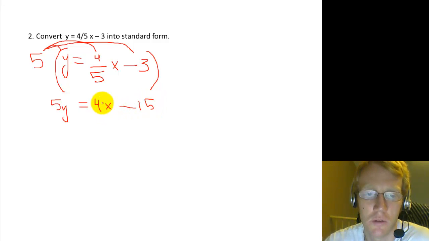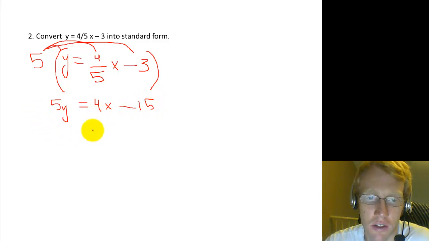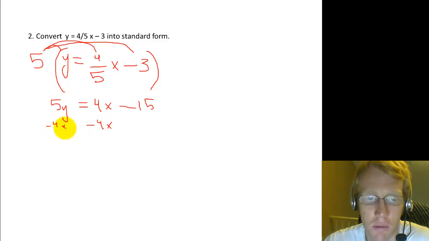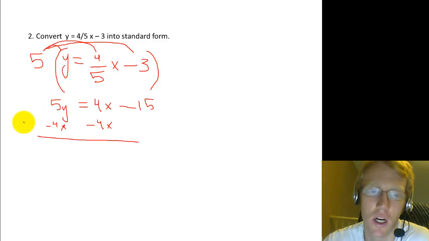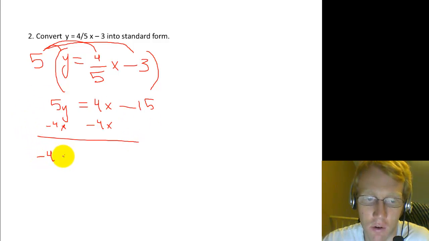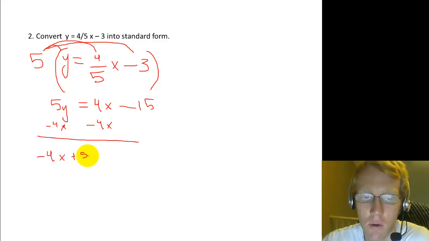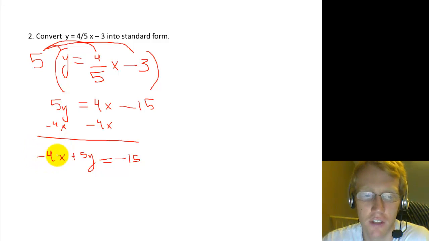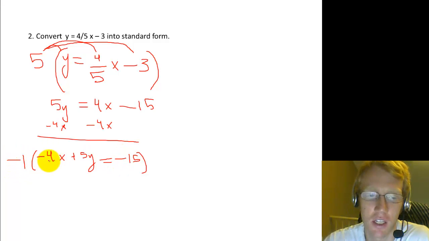Now we need to move the x term over to the other side, so we can subtract 4x from both sides, because remember, for standard form, we want the x's and the y's both on the left side. So now we have negative 4x plus 5y equals negative 15. And the last thing about standard form is the leading term, the coefficient of the x, needs to be positive. So we're going to multiply this entire equation by negative 1 so that the leading term will be positive.